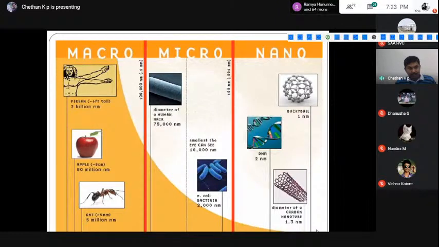These are not visible to eyes, especially the bacteria. So the smallest the eye can see is 10,000 nanometers. Imagine what is the size of nanoparticles. So our DNA strand is 2 nanometers. The buckyball, which is made up of single layer of carbon, is 1 nanometer.